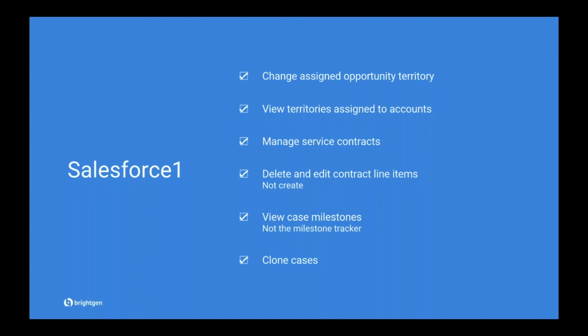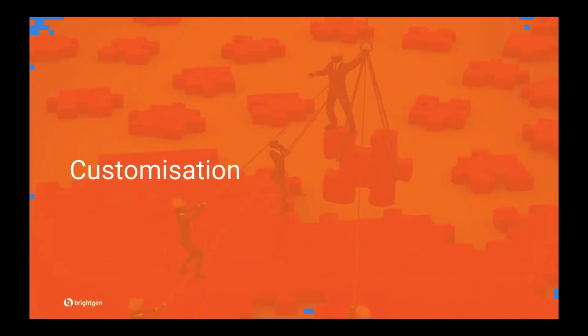You can view case milestones, but not the milestone tracker. That will almost certainly be optimized for the desktop and work in a Visualforce style of way. And finally, you can clone cases in Salesforce 1, much like you can in the Lightning experience. You'll notice that a number of these items are also new to the Lightning experience. There's quite a lot of synergy. It's built on much the same technology, the Lightning experience and Salesforce 1, but Salesforce 1 tends to lag slightly behind. There's a few things that don't really work that well on the mobile device straight out of the box.